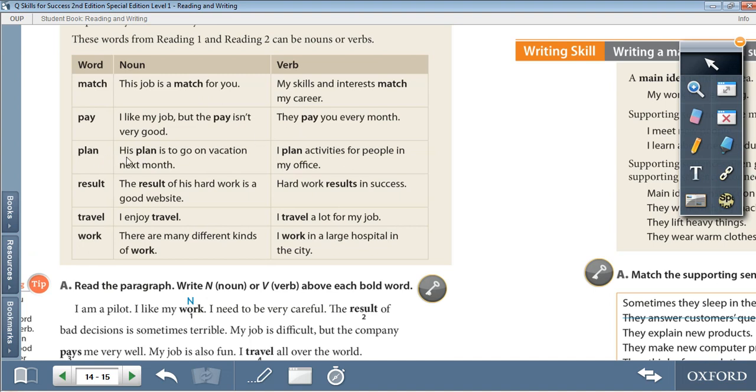Plan as a noun. His plan is to go on vacation next month. As a verb, I plan activities for people in my office. Result as a noun. The result of his hard work is a good website. As a verb, hard work results in success. Travel as a noun. I enjoy travel. As a verb, I travel a lot for my job. And finally, work as a noun. There are many different kinds of work. As a verb, I work in a large hospital in this city.